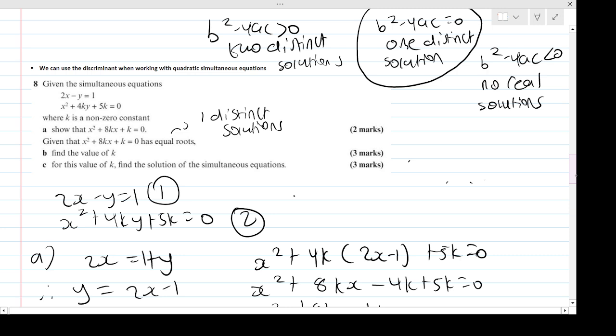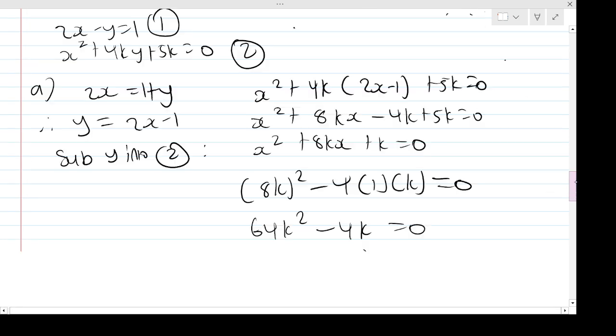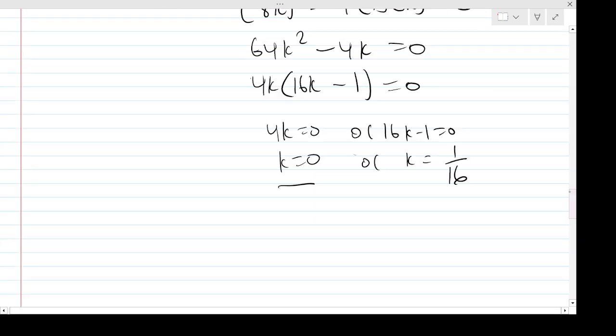Okay, but it said find the value of k. Now it says the value, which is singular, not plural. So it's saying there's only one solution, but we've got two here. So how do we determine which one we take?